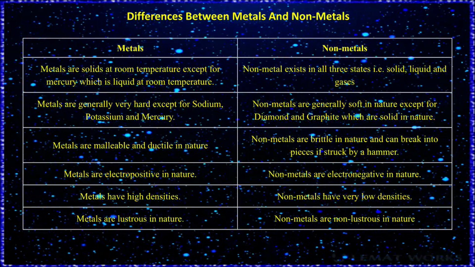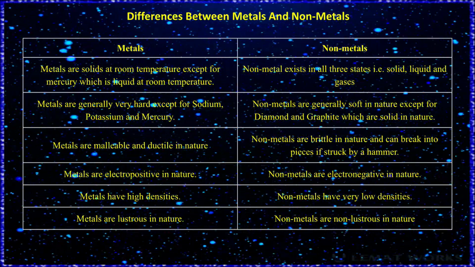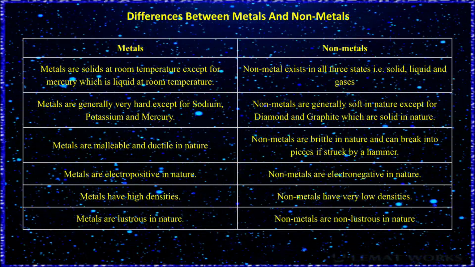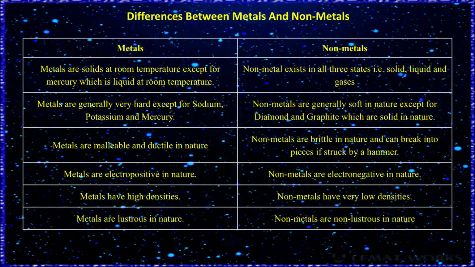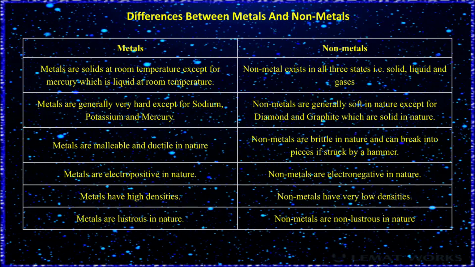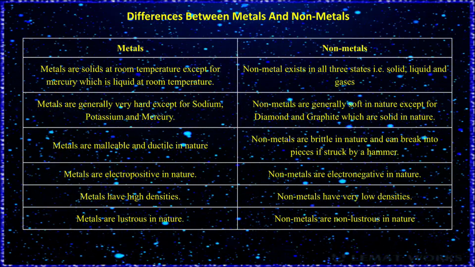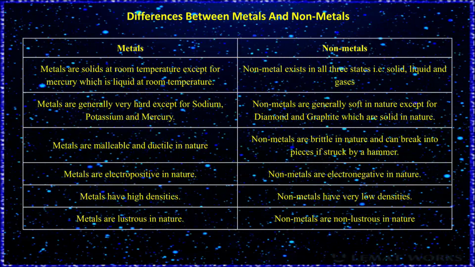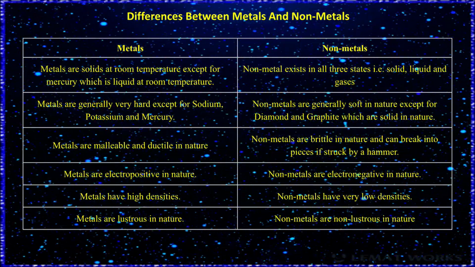Children, let us discuss the difference between metals and non-metals. The study of metals and non-metals is very important in the study of chemistry. The basic differences between metals and non-metals are discussed in the image below. Metals are solids at room temperature except for mercury, which is a liquid at room temperature. Non-metals exist in all three states, that is, solid, liquid and gas.